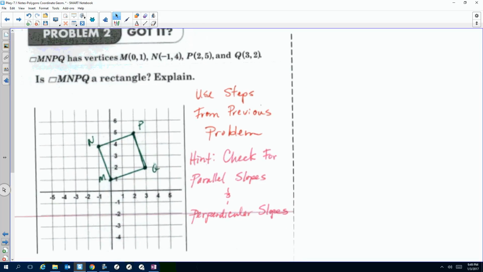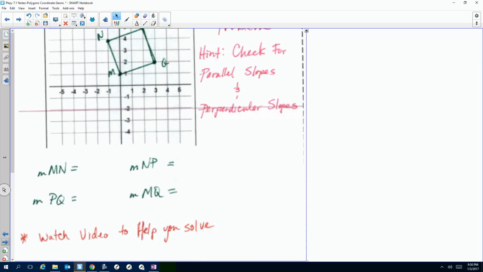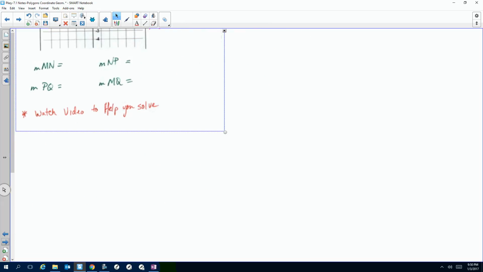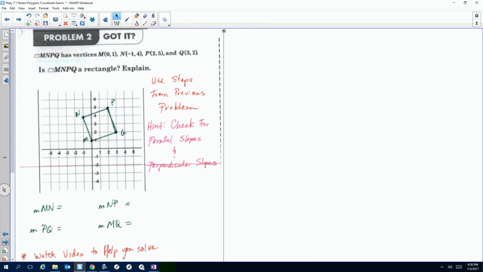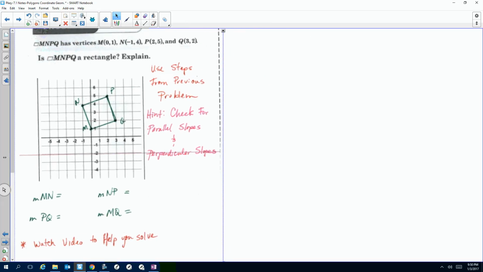Okay. So this is what I needed you to do to check to see if you got it. Using those same previous steps, can we determine if this is a rectangle and explain it based on our results on our slopes and our distances? So I think I can minimize this just a little bit. There we go, it's a little bit better. Now, calculate your slopes.